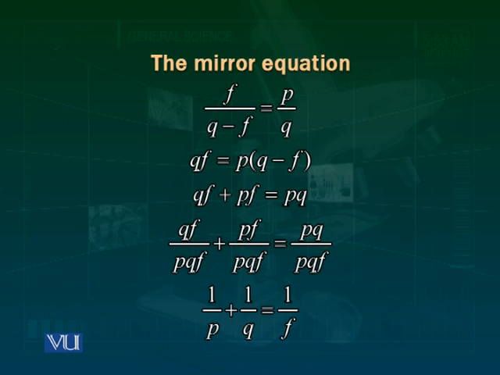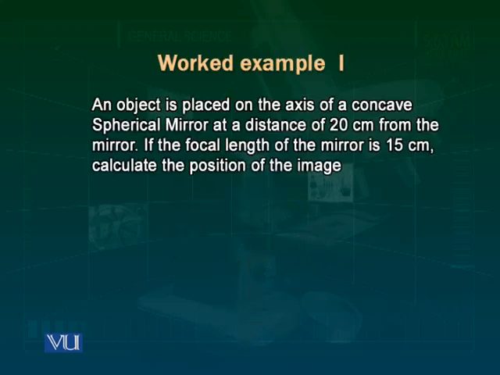The same equation is going to be used in lenses also. However, we have to be careful there, because in lenses, the object is on one side of the lens and the image is on the other side of the lens, and we have to be careful about the pluses and minuses in order to solve our questions. Now, let us look at a worked example.